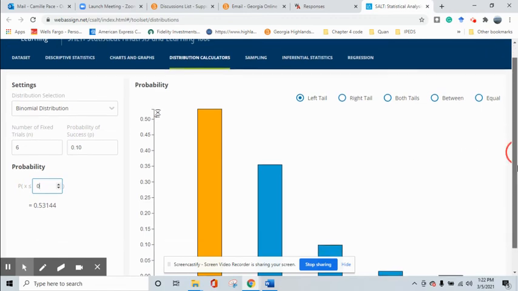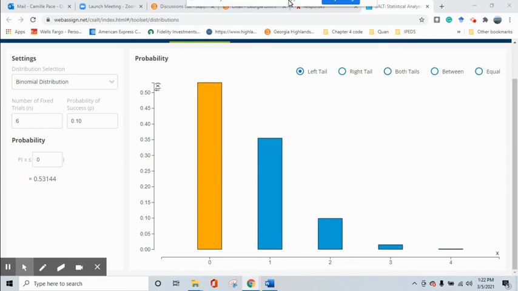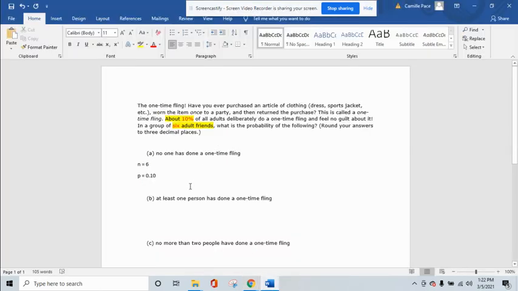Okay? Why? Because I want the probability that nobody does that. And if you look here, it does that for me. It shows 0 in this bar in yellow. So my answer is 0.53144. So what does that mean? It means roughly 53% is the probability that no one has done it in a group of 6. That's what it's looking for.